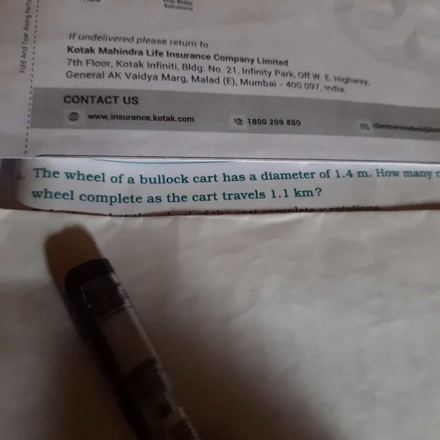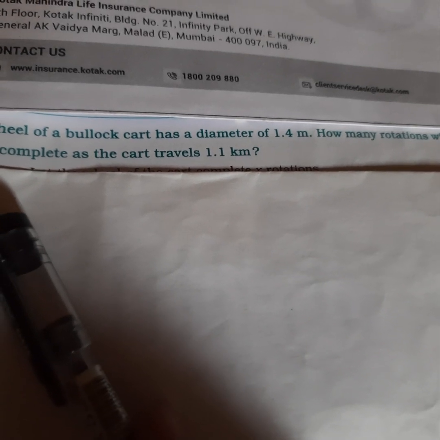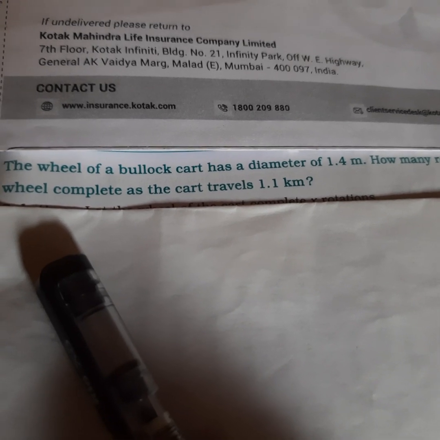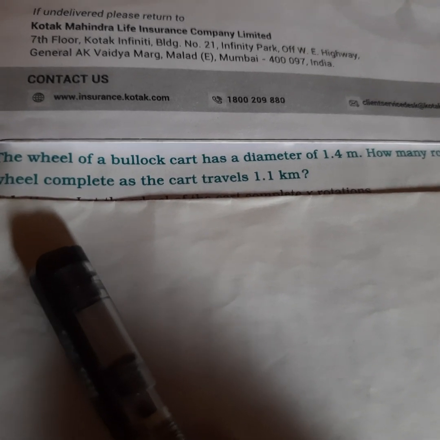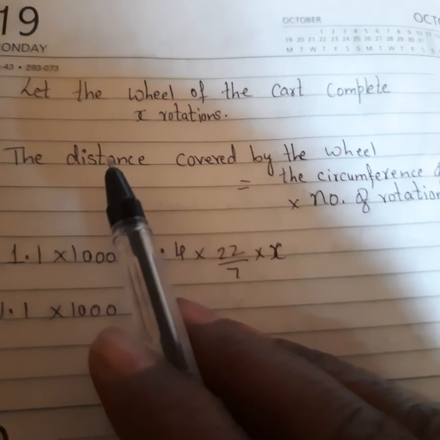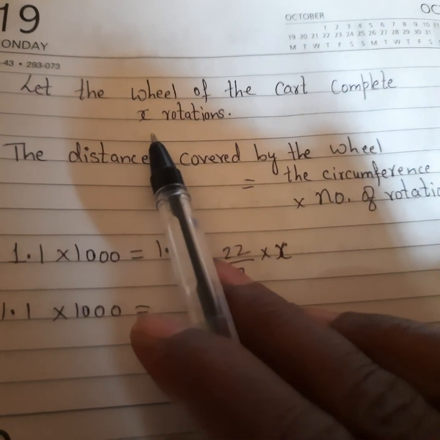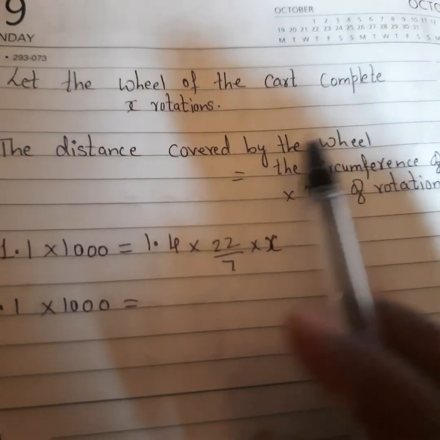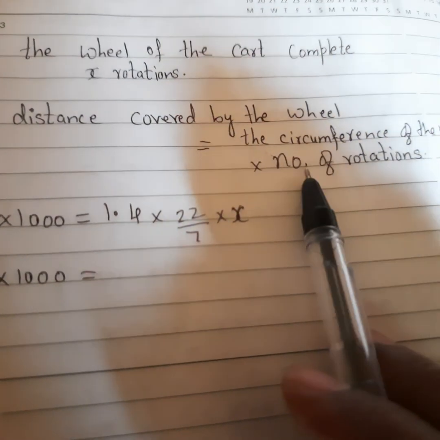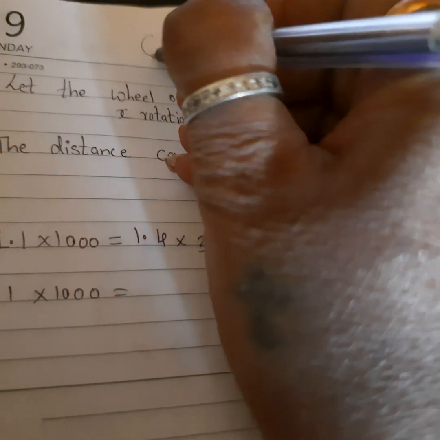The question: the wheel of a bullock cart has a diameter of 1.4 meter. How many rotations will the wheel complete as the cart travels 1.1 kilometer? Let the wheel of the cart complete x rotations. Give a variable. The distance covered by the wheel is equal to the circumference of the wheel into number of rotations. Because as you know, the wheel is circular in shape.